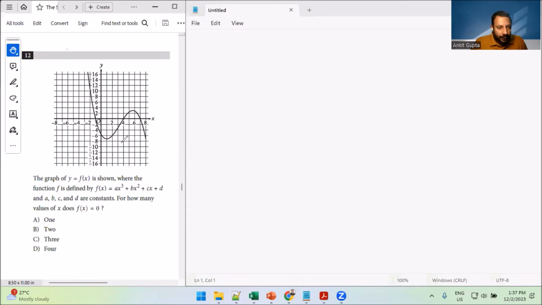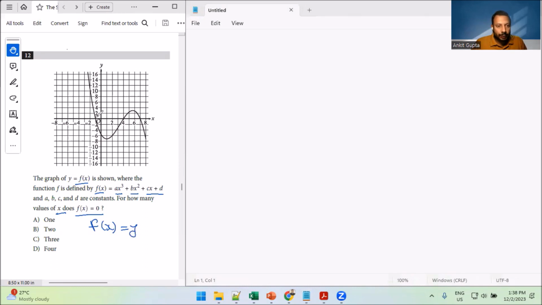Now a graph is given to us. The graph of y is equal to f of x is shown, where the function f is defined by f of x is equal to ax cubed plus bx squared plus cx plus d, where a, b, c, d are constants. For how many values of x is f of x equal to 0? Now, if you look at this graph, f of x is nothing but y, and they are asking at how many points the value of y becomes 0.